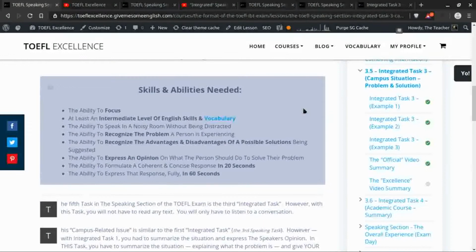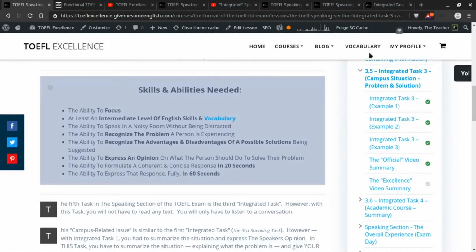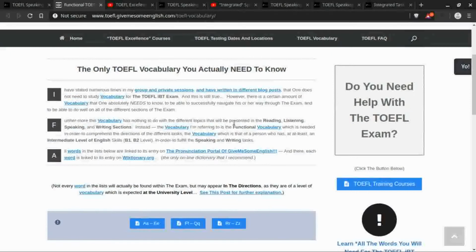Okay, so let's go over what you need for this particular task. Once again, you need the ability to focus. You need to have at least an intermediate level of English skills and vocabulary. If you've been watching these videos, then you know that if you press that word vocabulary anywhere that you see it linked or up here in the toolbar, it will take you to the TOEFL vocabulary database.